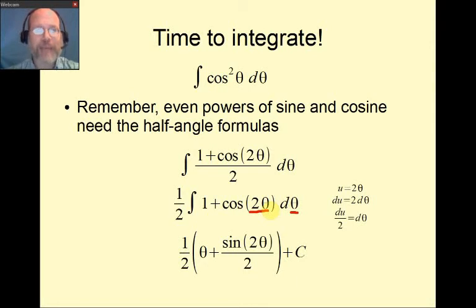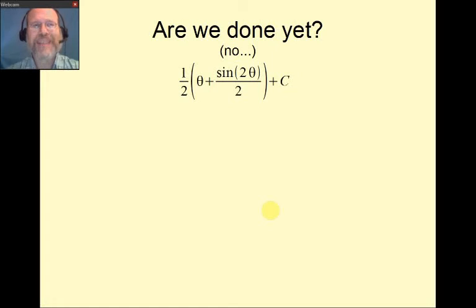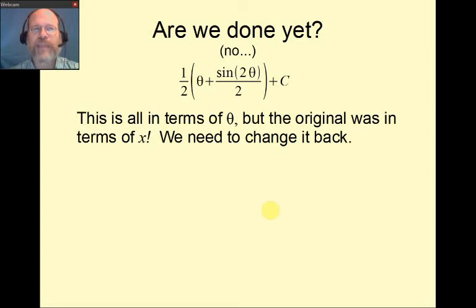I was able to turn my one integration pattern into a different integration pattern, a trig integration, and do the integral. But we're not really done yet. Here's that integral we came up with. And here's the problem with it. My original function that I was integrating was all in terms of the variable x, wasn't it? This is all in terms of a different variable, theta. So it's not really the antiderivative of the function I started with. What I need to do is change everything back to being in terms of x.